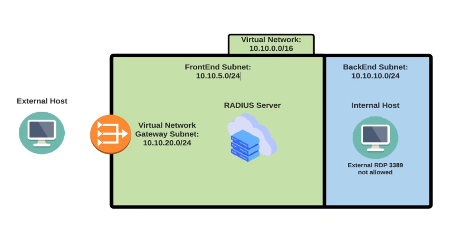In this video, we will be setting up a virtual network with an address space of 10.10.0.0/16 that will contain 3 subnets and 2 virtual machines. One subnet will be the front-end subnet, 10.10.5.0/24, where the Radius server will sit. Another subnet will be the back-end subnet, 10.10.10.0/24, where an internal host will sit. This host is unreachable by any external party.